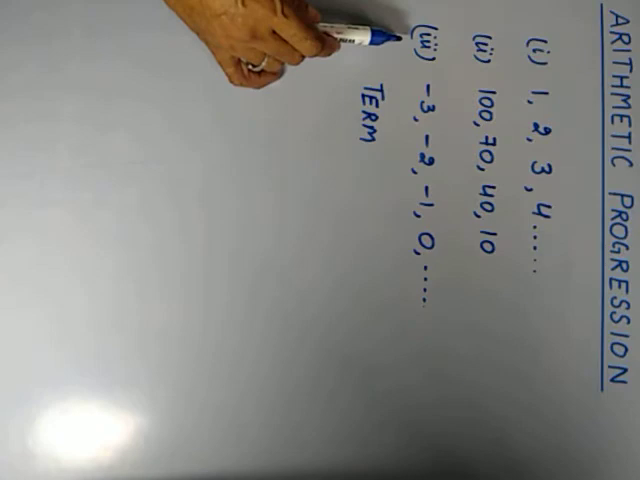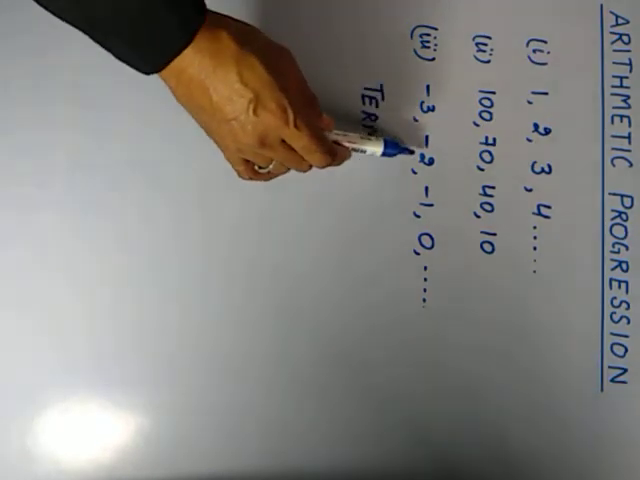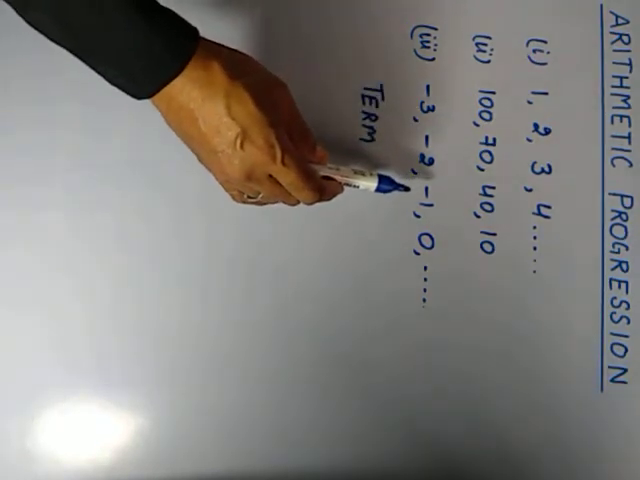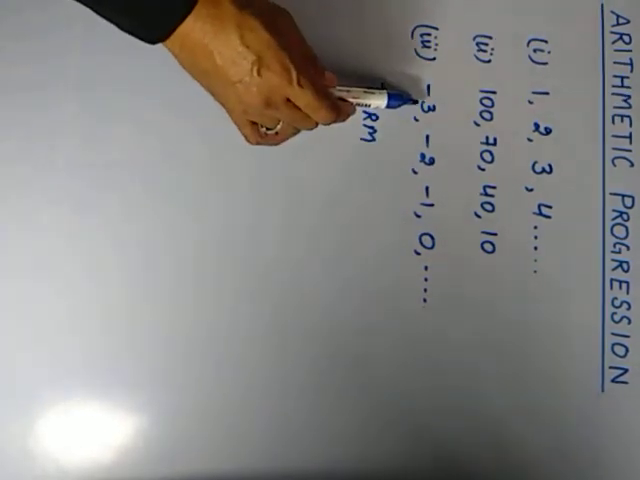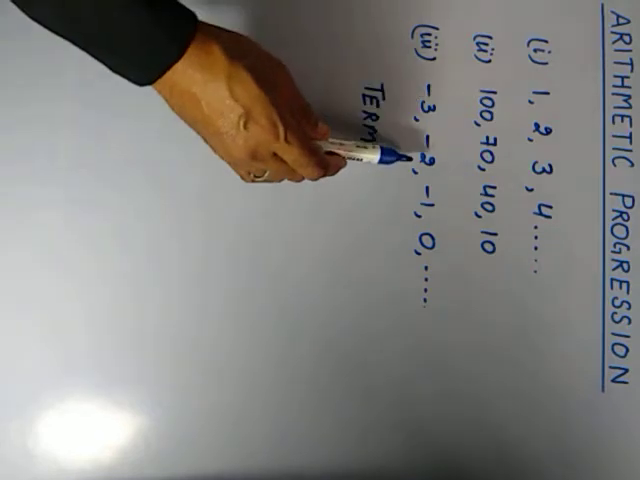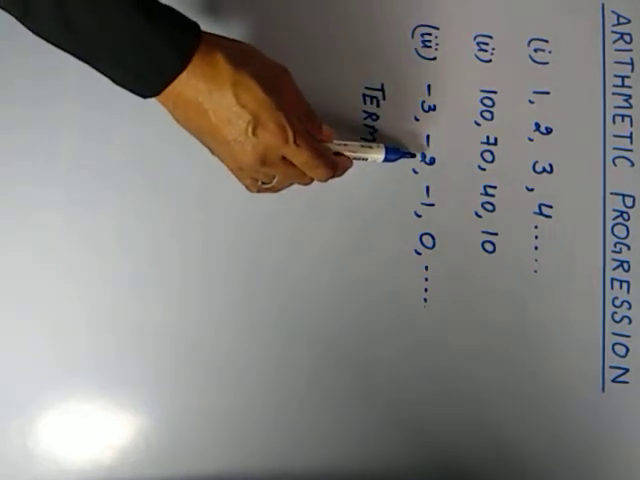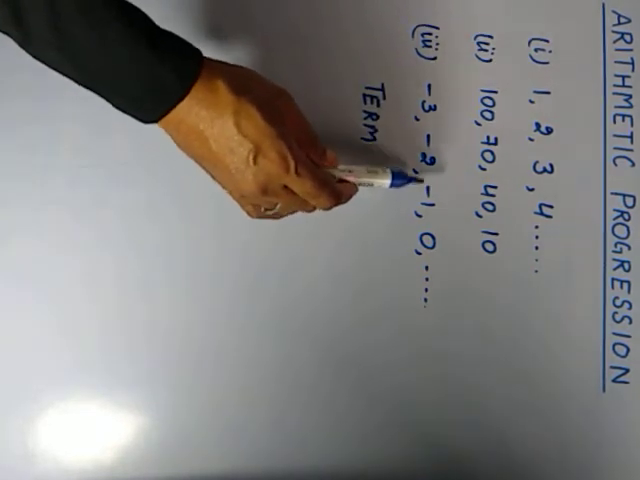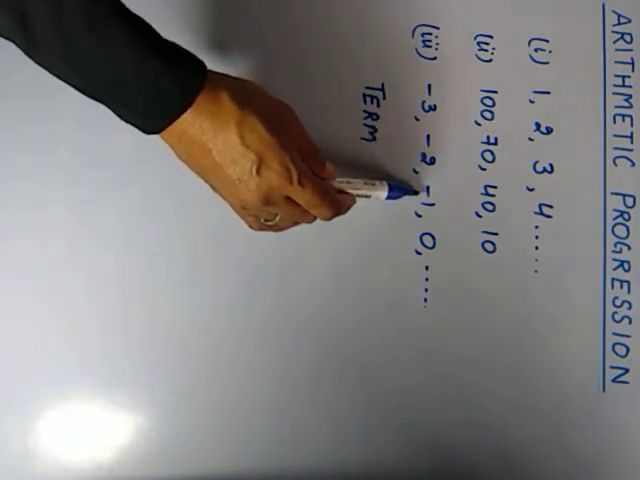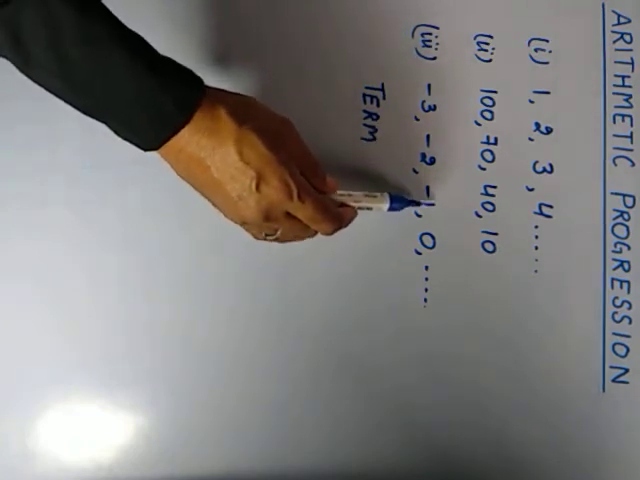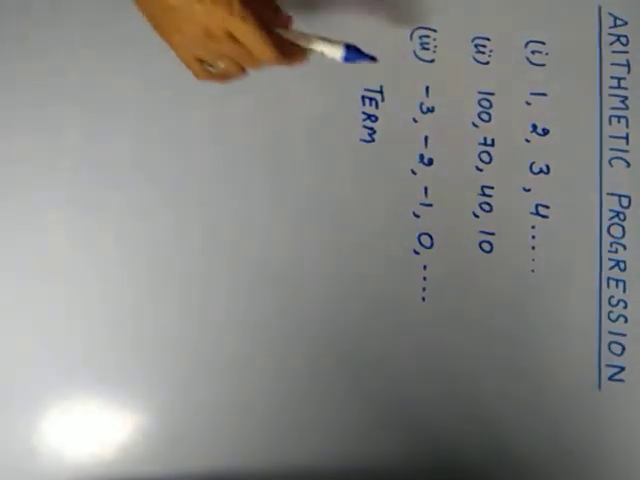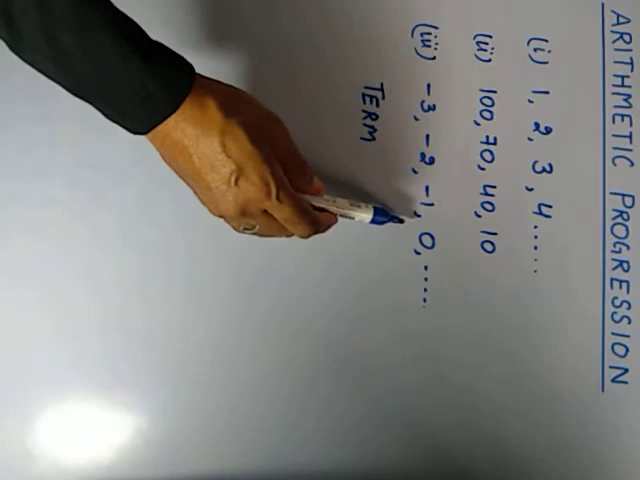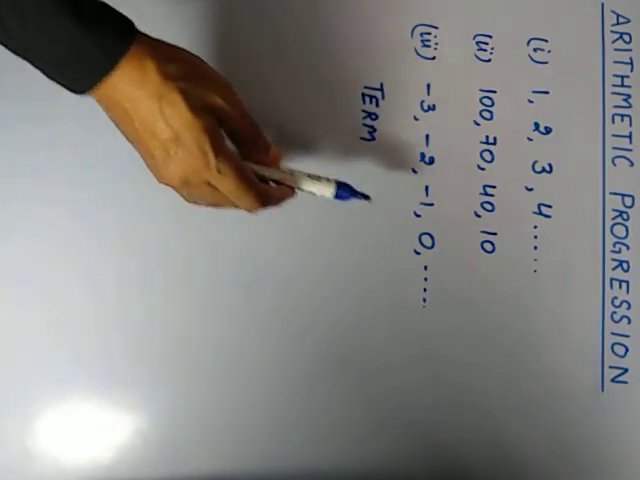In the third example, each term is obtained by adding 1 to the preceding term. If we add +1 to -3, we will get -2. We add +1 here, -2 plus 1 is -1. -1 plus 1 is 0. So each term in this series is obtained by adding 1 to the preceding term.